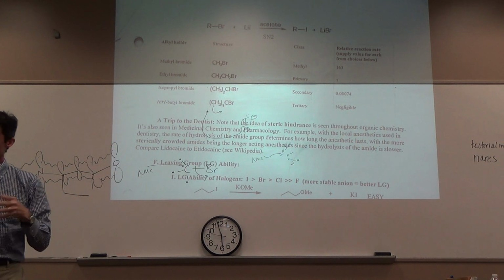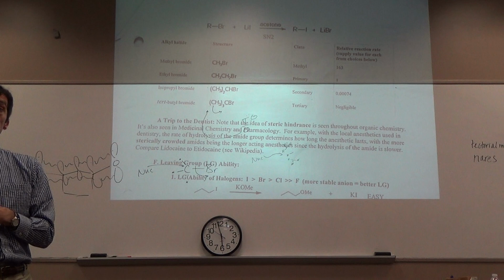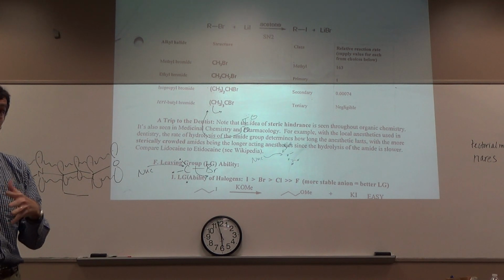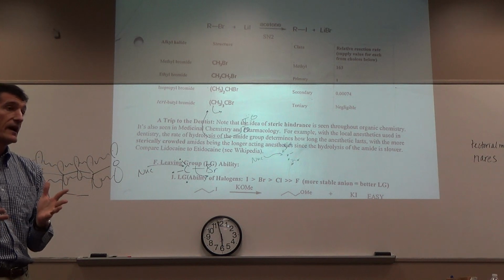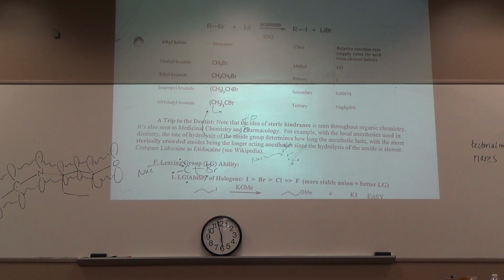Some anesthetics are short-acting. They only last for 30 minutes. Others last maybe 3 or 4 hours. The ones that last longer have more steric hindrance, and that slows down the metabolism of them. So they last longer. They're not degraded as fast. But the chemistry of the metabolism isn't as fast because of steric hindrance.